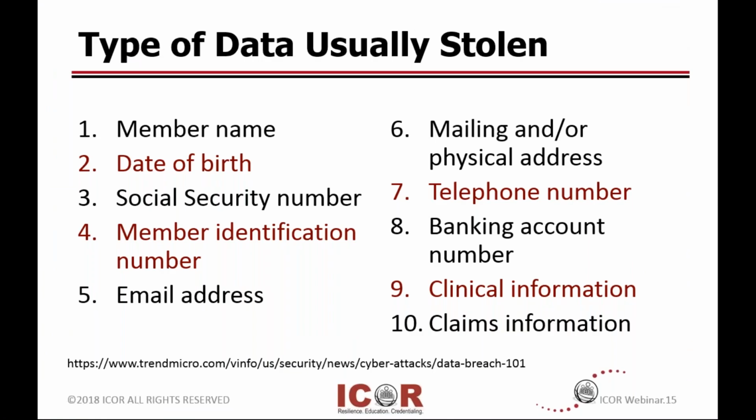The type of data that is usually stolen is probably not a surprise to you. In this case, they're using member name because a lot of times it has to do with memberships. But we're looking at date of birth, of course, your social security number, some kind of member identification number, an email address, your physical mailing address. I'm not even sure what they do with that anymore, but I'm sure it helps to validate your identity. Telephone numbers, bank account numbers. And then they're using words like clinical information and claims information because, surprisingly, healthcare organizations, hospitals and whatnot, as well as insurance companies, are becoming a prime target to get this information.